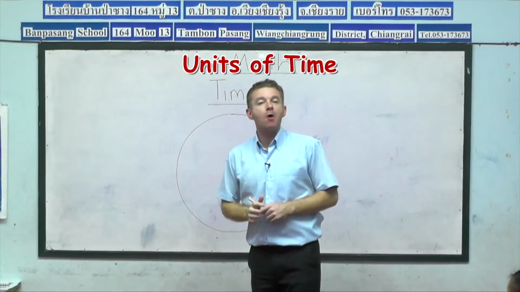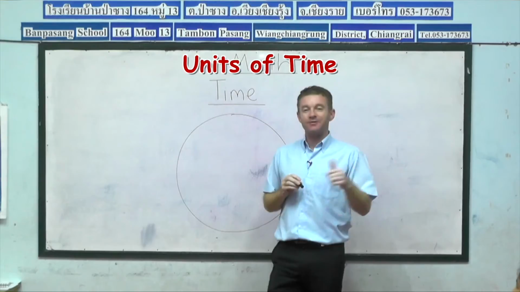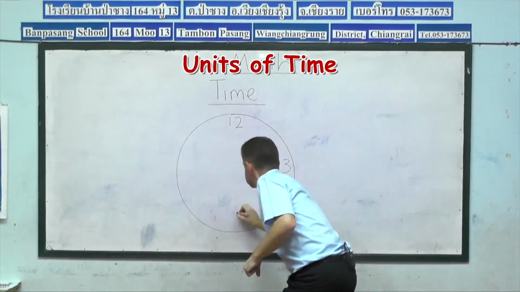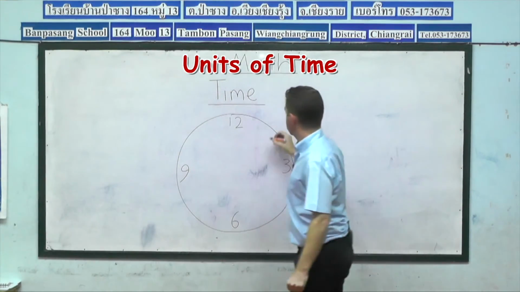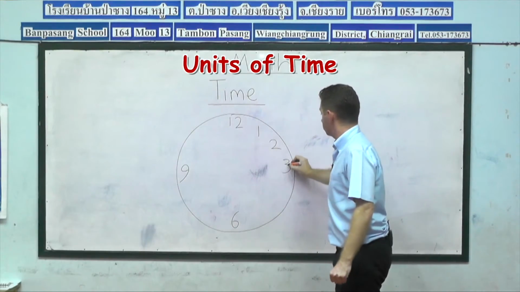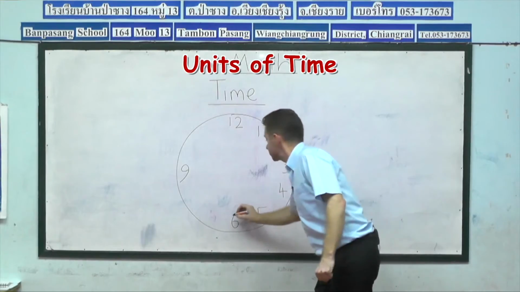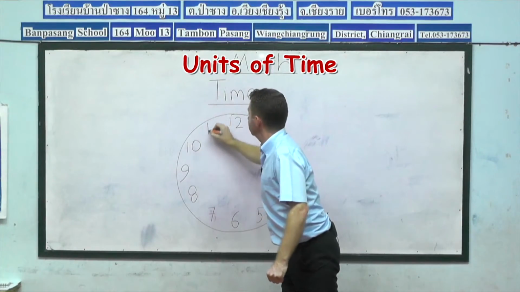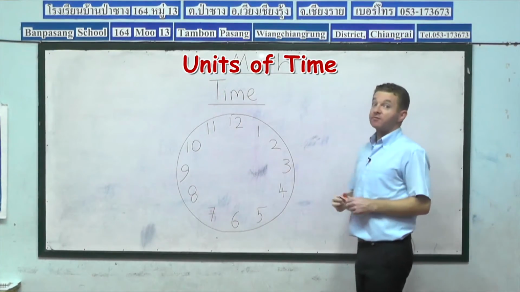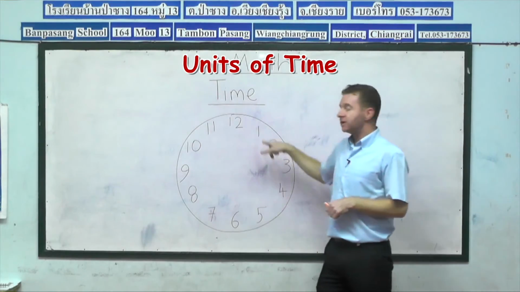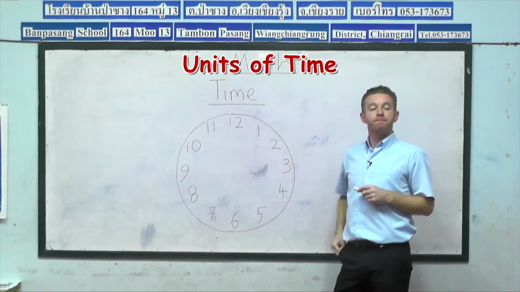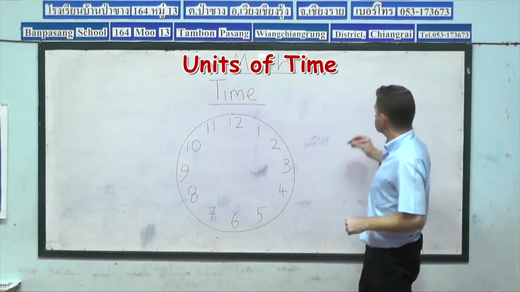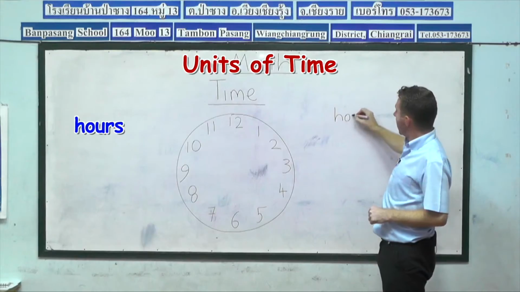Now, can anybody tell me how many hours are on a clock face? 12. Excellent, guys. So we'll have 12 at the top, 3 here, 6, 9, and then we fill in the gaps with 1, 2, 3, 4, 5, 6, 7, 8, 9, 10, 11, 12. So now we have 12 numbers on a clock face. What do these numbers represent? What unit of time? We have 12 hours. Correct. Well done, guys. So our first unit of time, hours.